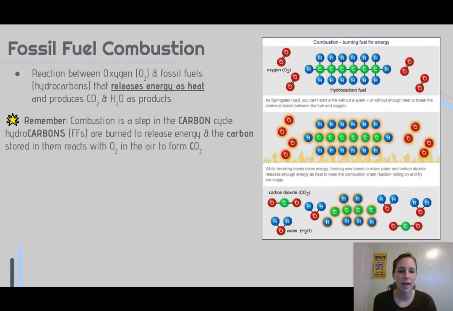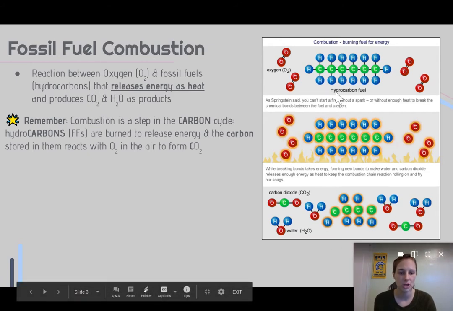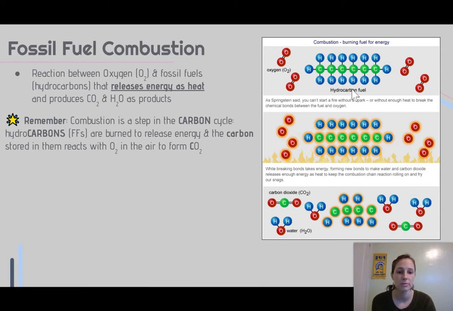If we look at this combustion reaction, basically you have oxygen here and then you have this hydrocarbon fuel. We are going to need to use heat in order to break apart these bonds. So it does take a bit of energy input to get this going, but you're going to break apart the bonds in the oxygen and the hydrocarbon. Once they are broken up, then we are going to have some new molecules forming that are going to be carbon dioxide and water.